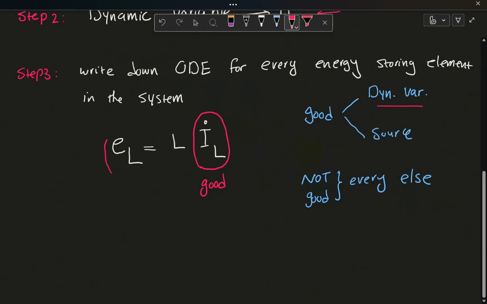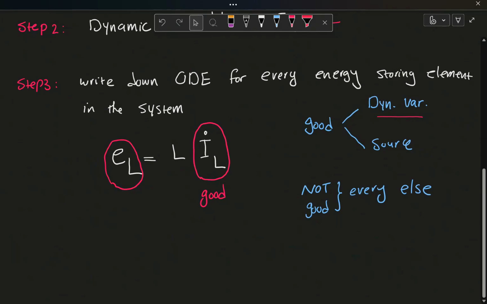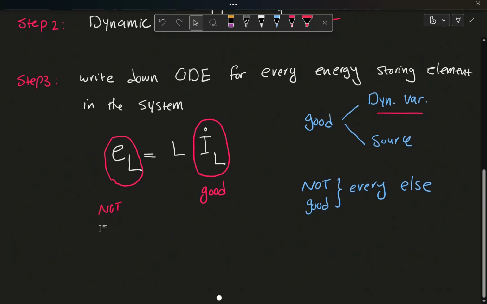How about EL? Well, EL is not my dynamic variable. It's not my input or source. So, this is not a good term. So far, I have one not good term.